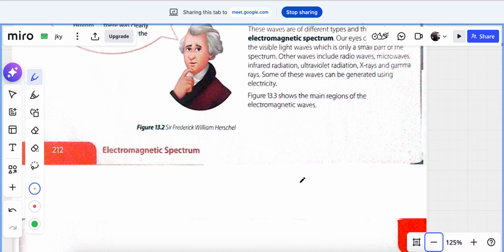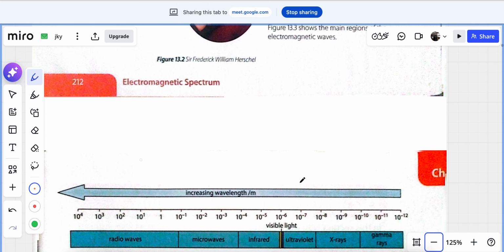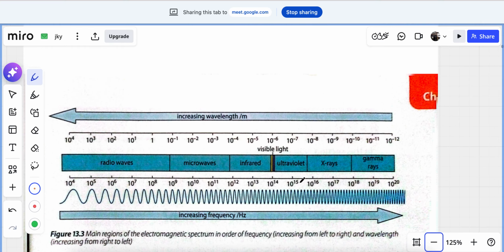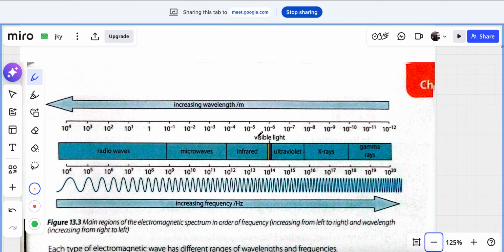Other waves that are present include the radio waves, the microwaves, and the infrared. Remember, the visible light is the only one we can see. This is the spectrum which we're going to explain right now. We have the visible light, and then we have ultraviolet, X-ray, and gamma ray. All of these are called EM waves. EM means electromagnetic, so for short, we call them EM waves.